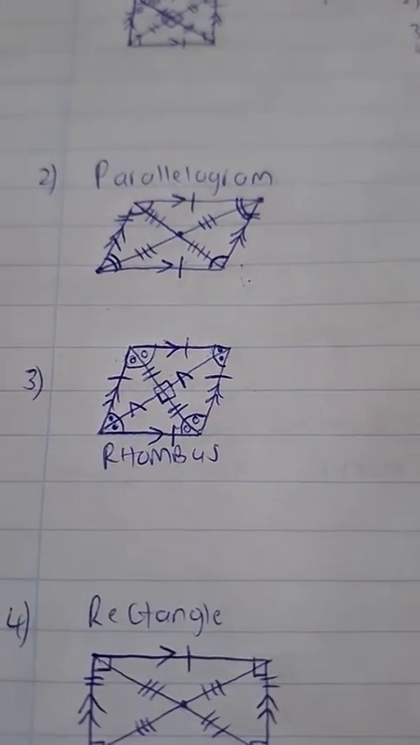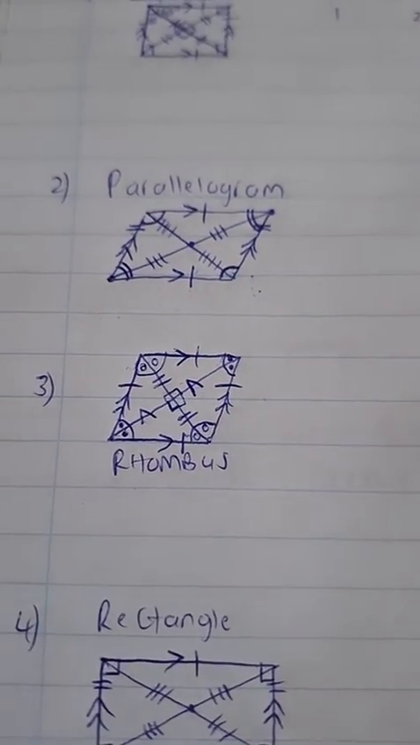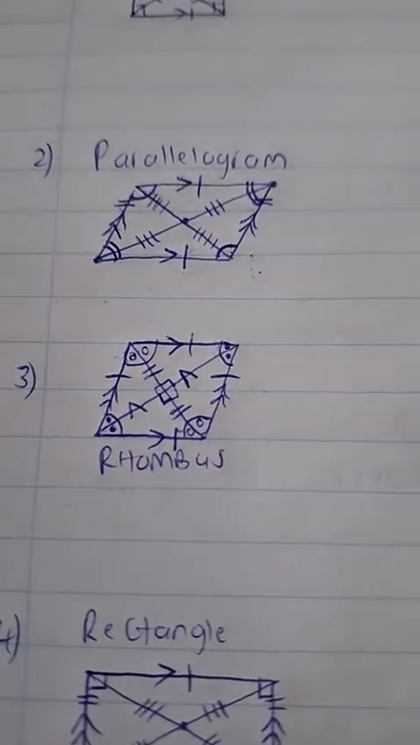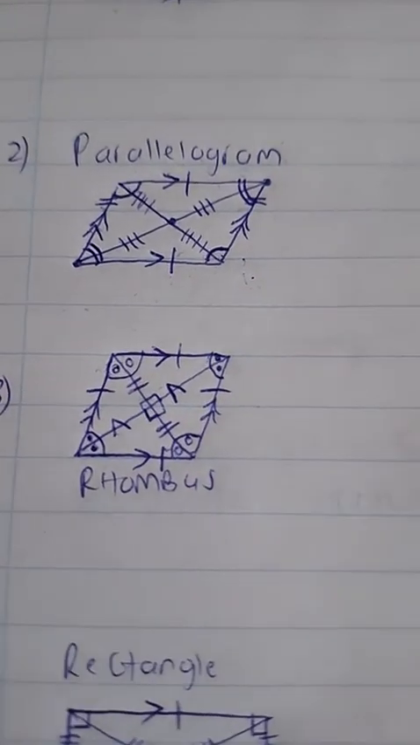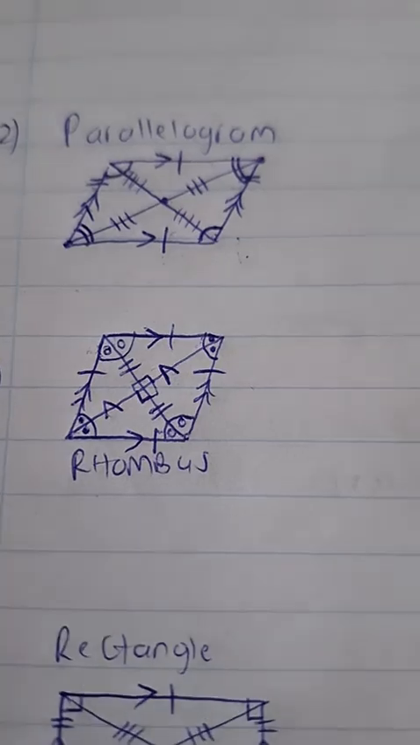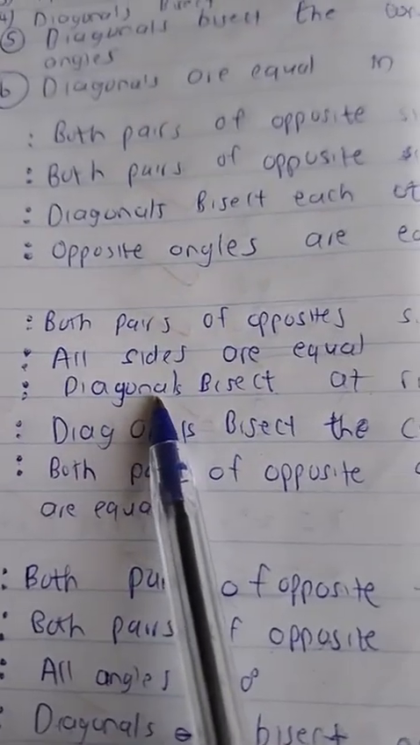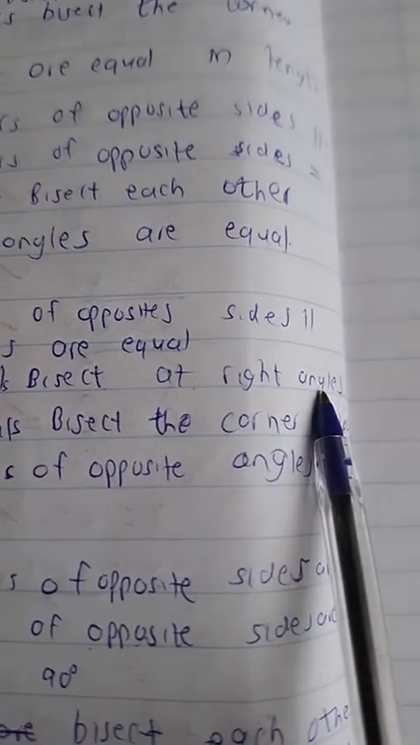If you say a pair of adjacent sides is equal, then you are saying the same thing as all sides are equal in length. You're just articulating it in a different way, but it means the very same thing. Okay. Then diagonals bisect at right angles.